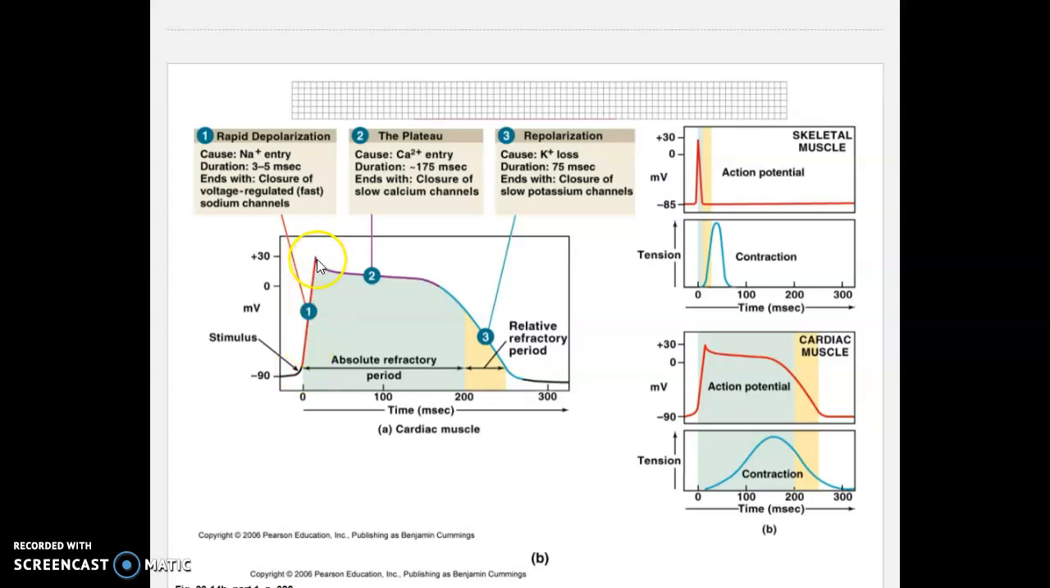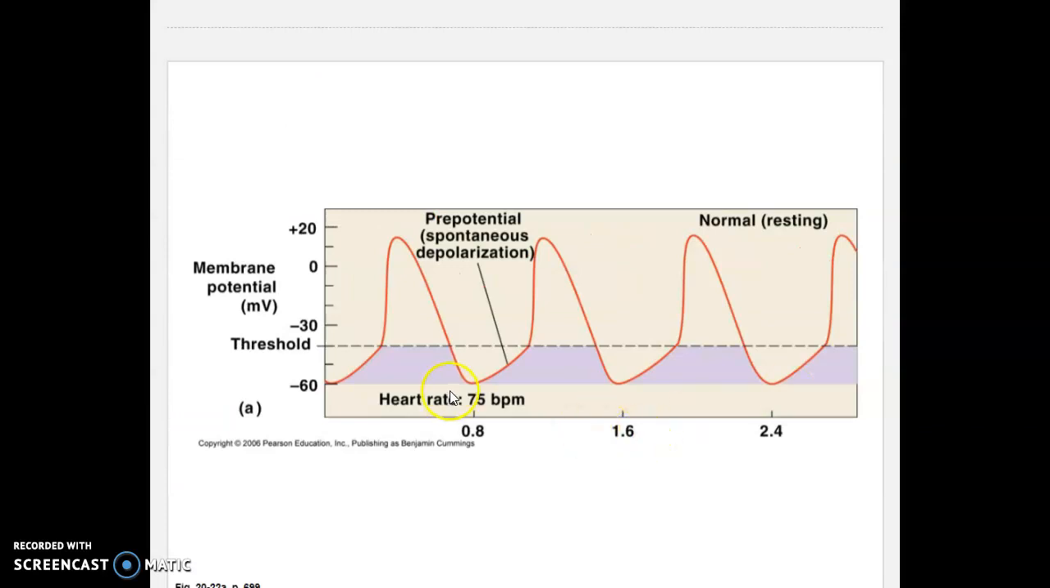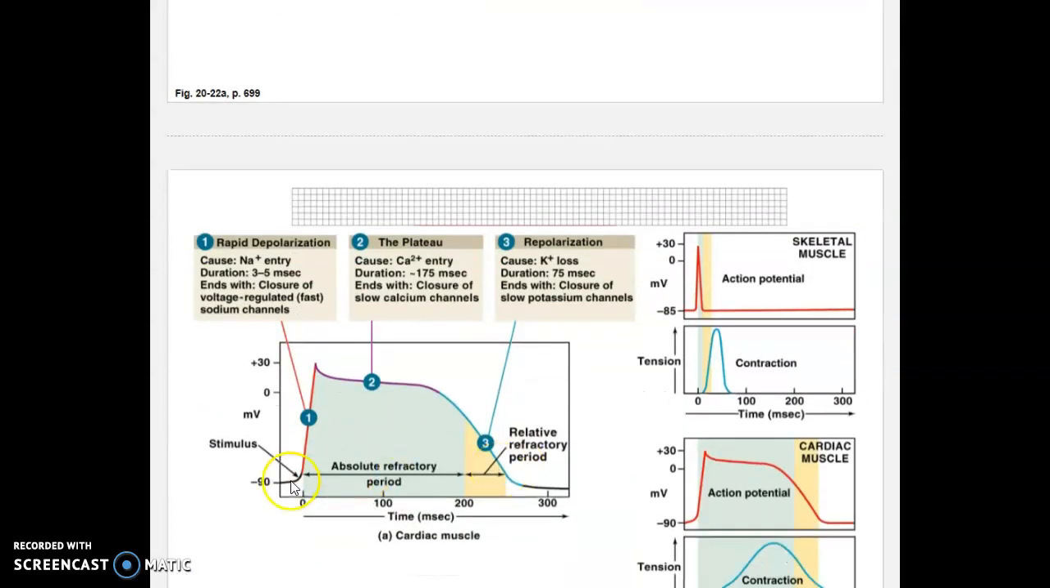Now, these are fast sodium channels. In the above graph, when sodium leaked in, notice it's more gradual. It didn't just shoot straight up. So this is sodium leaking in. This is sodium rushing in. So this stage is our depolarization. Notice rapid depolarization due to sodium entry.